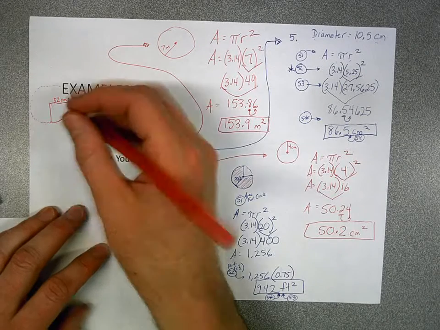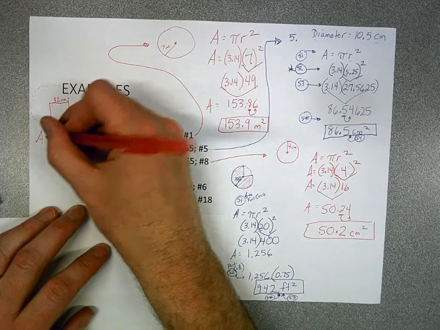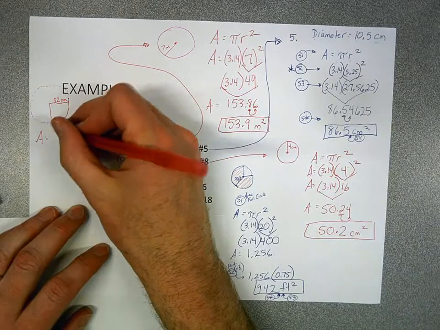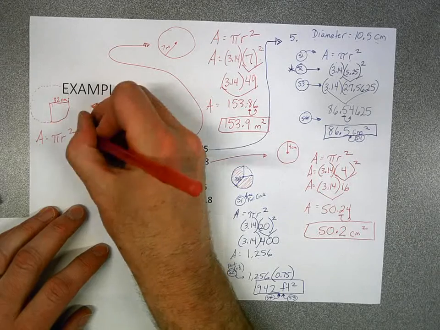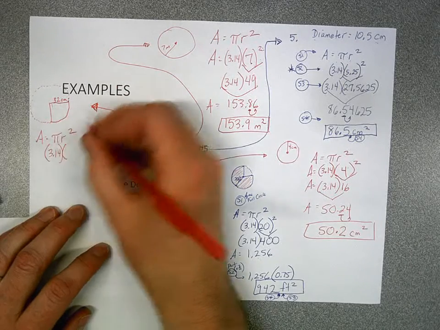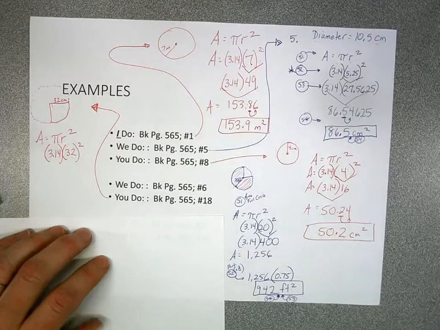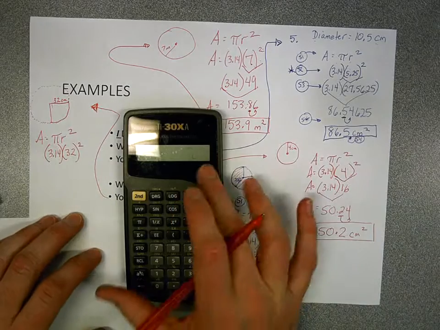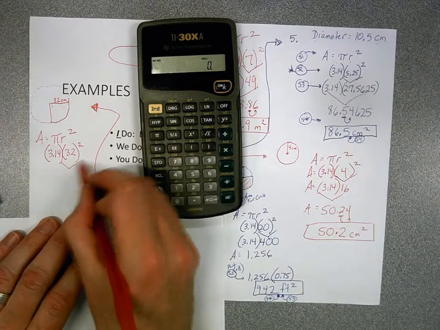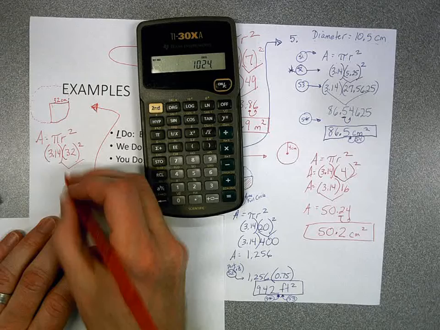So here we go. I'm going to go ahead and solve for the area of the whole circle first. So pi r squared. Pi, I'm going to plug in 3.14. The radius is 32 squared. I am then going to take this here. 32 squared is 32 times 32 equals 1,024.